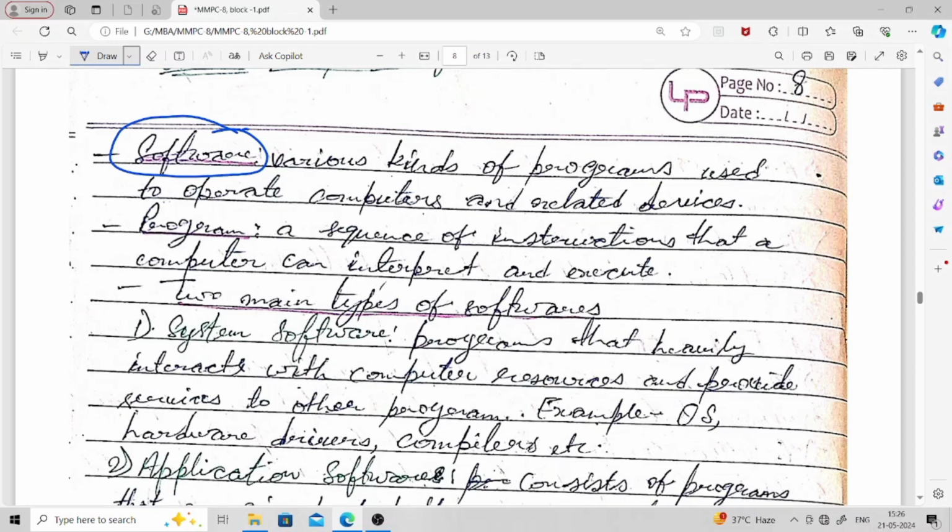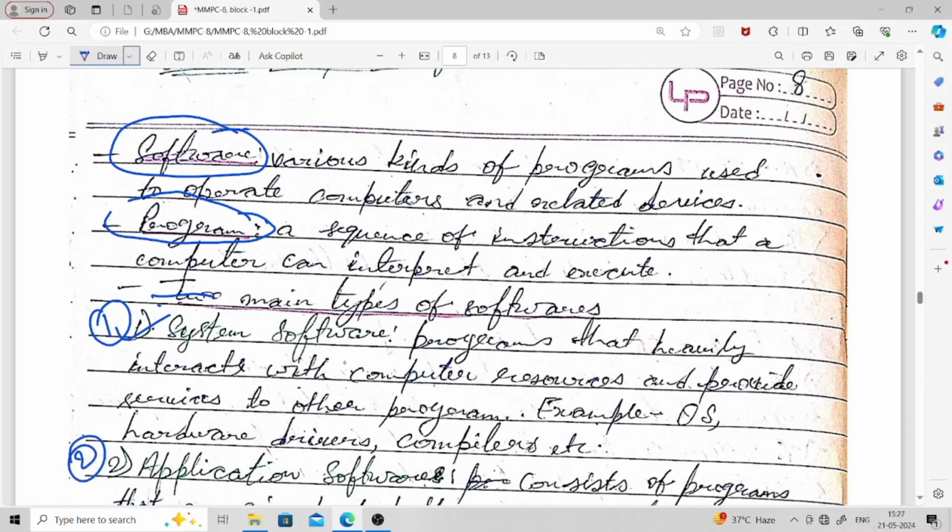And what is this program? A program is a sequence of instructions that a computer can interpret and execute. So a program is a kind of instruction which a computer can interpret and execute. Two types of software are there particularly. The first kind given here is system software, and the second one is application software.